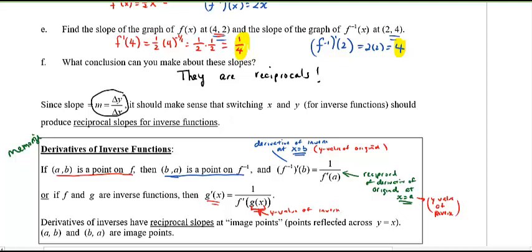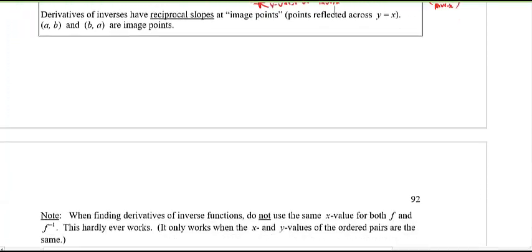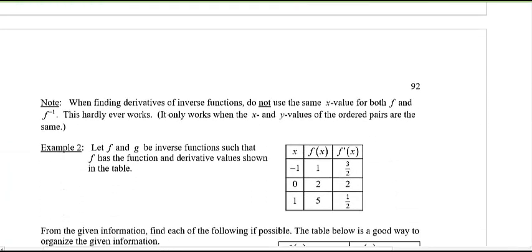And this last note here, derivatives of inverses have reciprocal slopes at image points. So those are the points reflected across the line y equals x. A comma b, and then of course b comma a are image points. Okay? Just be aware, the difficult and tricky part when finding derivatives of inverses is: do not use the same x value for both f and f prime.